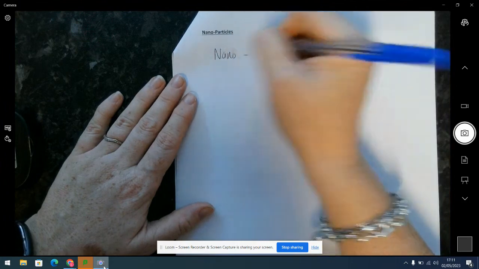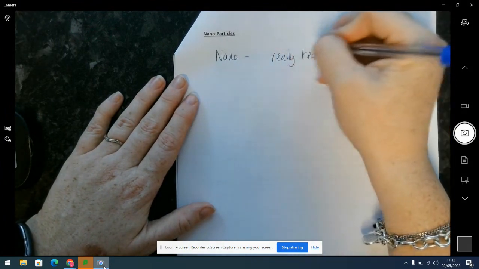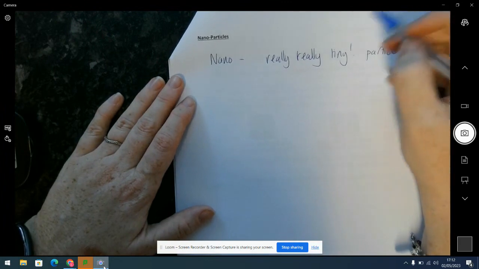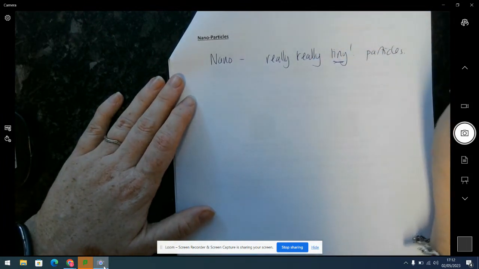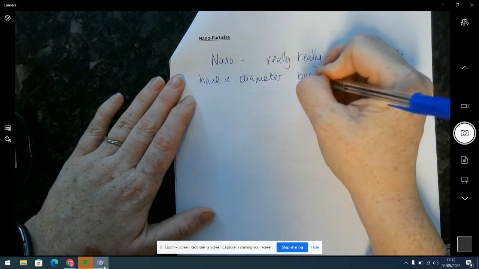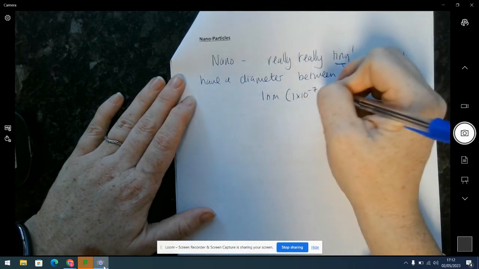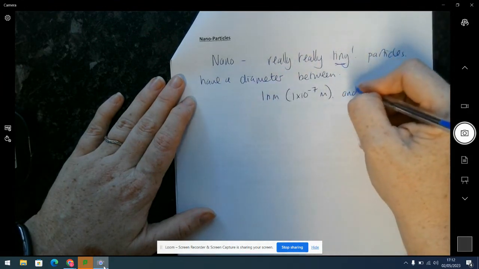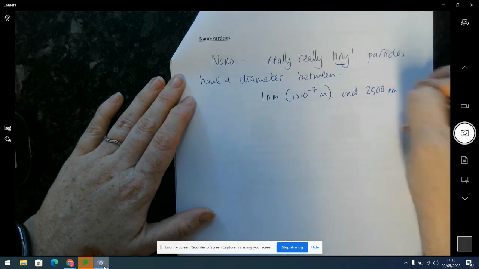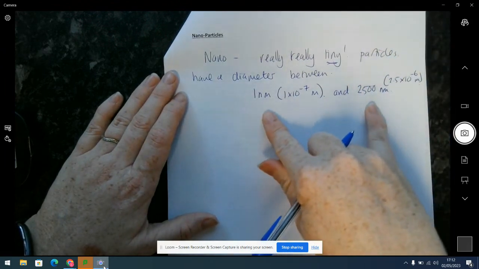So the word nano, I've seen them asking them to define it. It means really, really tiny. Okay, so they're really tiny particles. It's not enough to say small. So just be aware, you need to say the word tiny. Because they actually have a diameter that is exceptionally small. Okay, so they have a diameter between, 1 nanometer is like 1 times 10 to the minus 9 meters, so exceptionally small. And they can go bigger than that, where they can actually go up to this size, which is 2.5 times 10 to the negative 6 meters. So they're exceptionally tiny molecules.